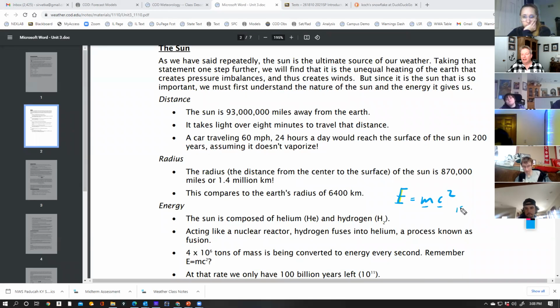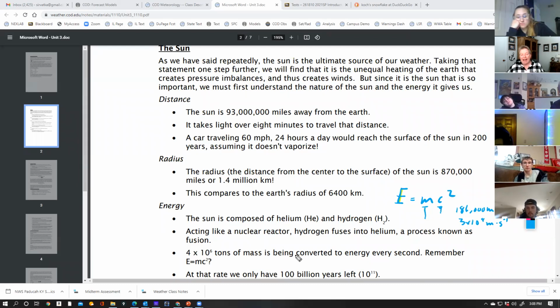And the speed of light is 186,000 miles per second, or 3 times 10 to the 8th meters per second. You'll see those numbers later, so don't worry about them now. But that's a big number.